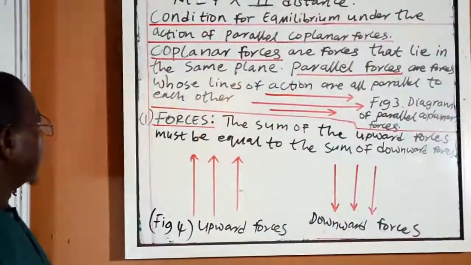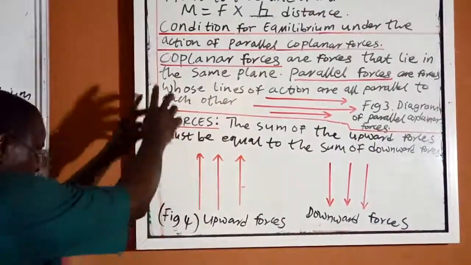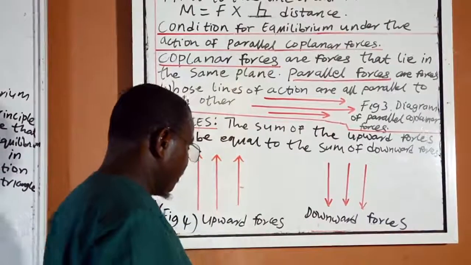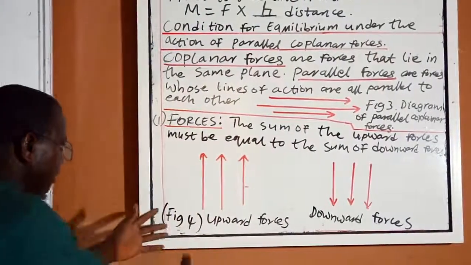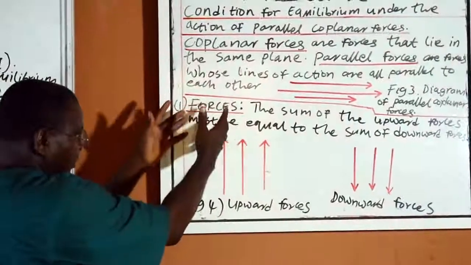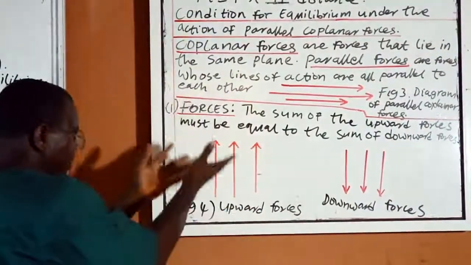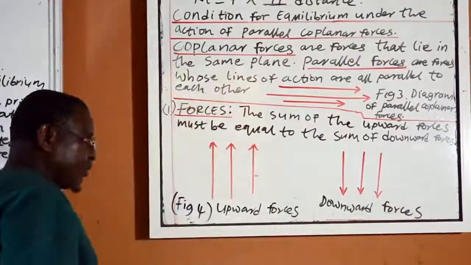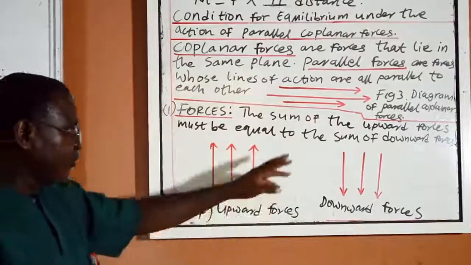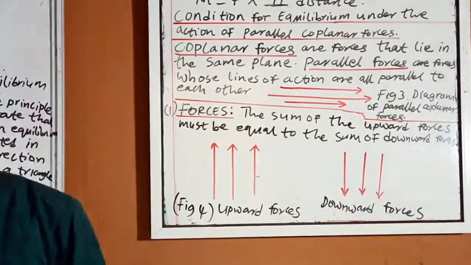Now, this first one is forces. The sum of the upward forces must equal the sum of the downward forces. These are the upward forces moving upward. These are the downward forces. These three forces moving upward must be equated to these three forces moving downward.